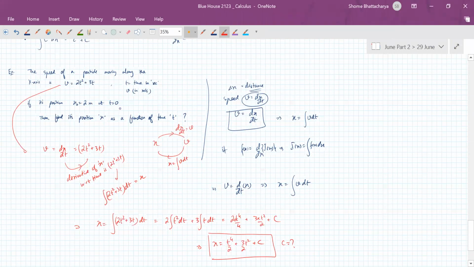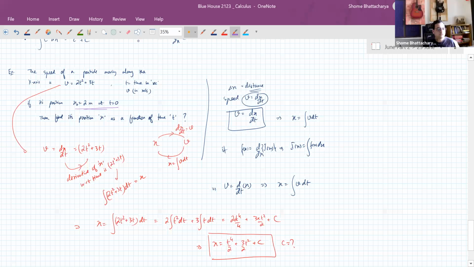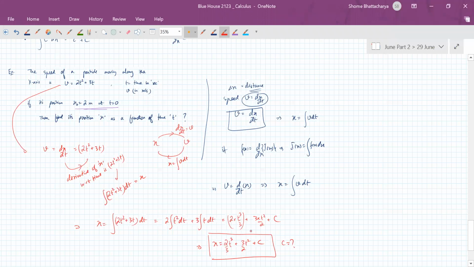Sorry, my mistake. I made a mistake in the integration, so this whole thing will change. This is 2 into the integration of t square, that is t cube by 3. So this term will become 2 by 3 t cube, plus 3 by 2 t square plus c.